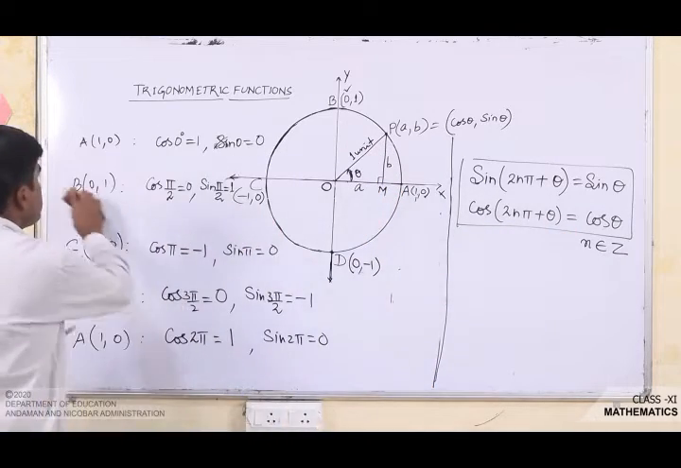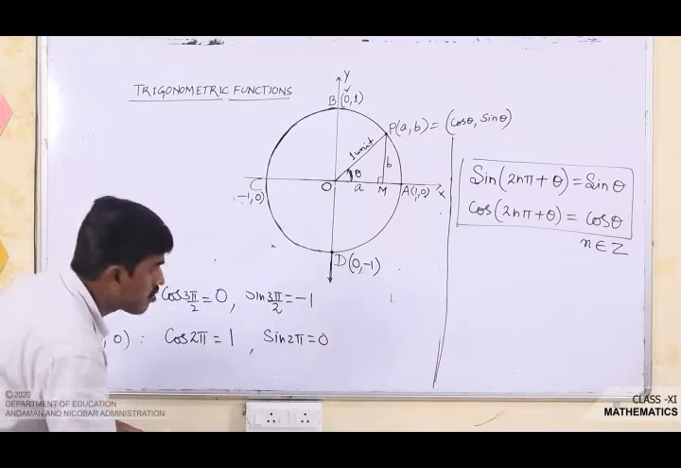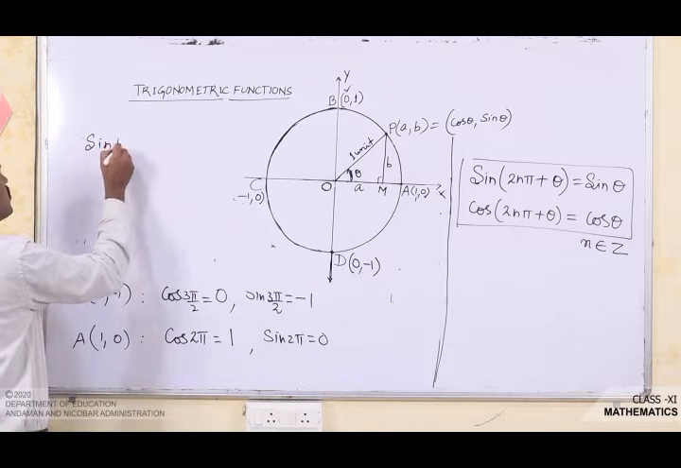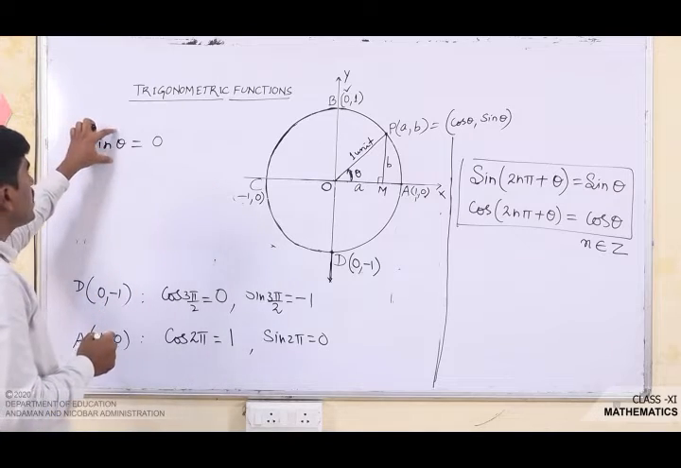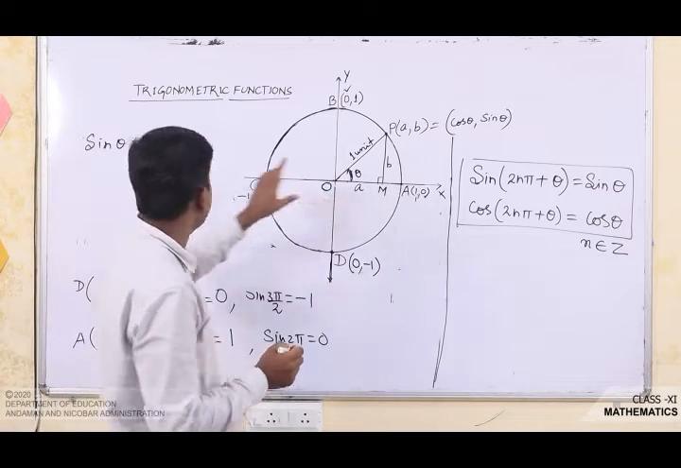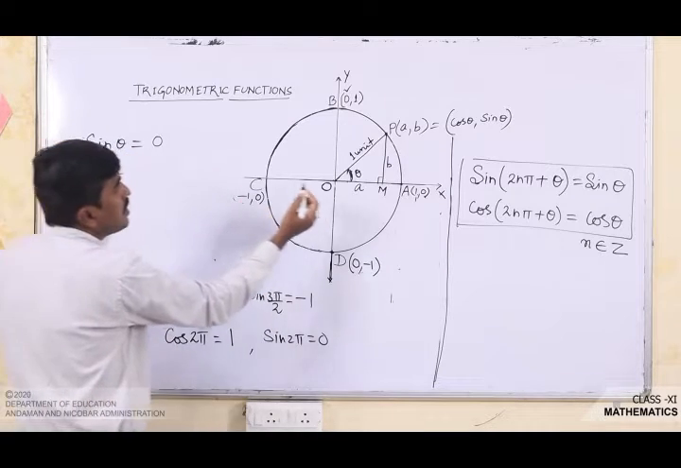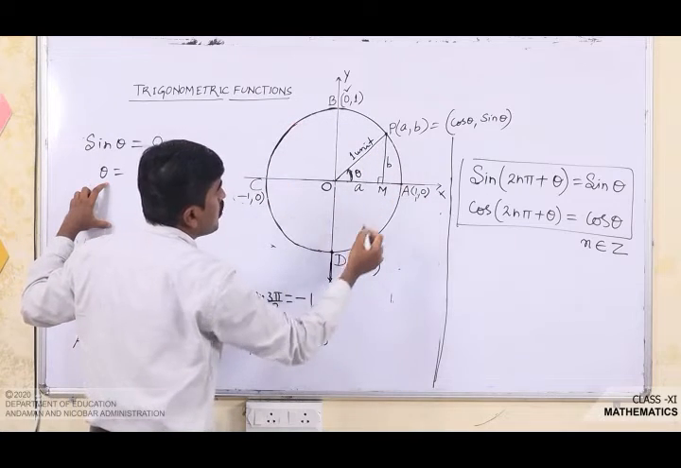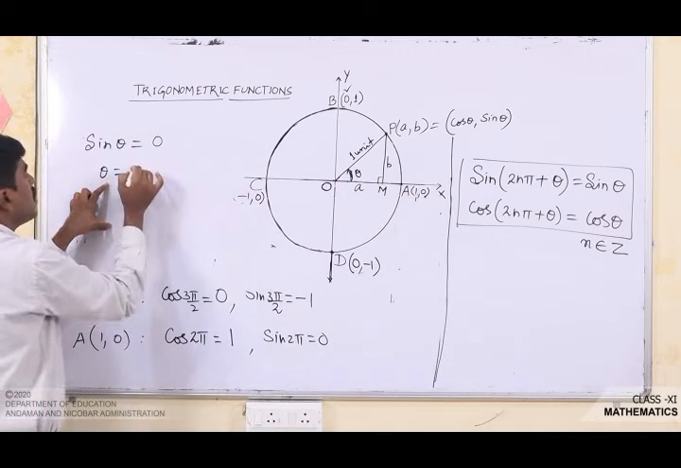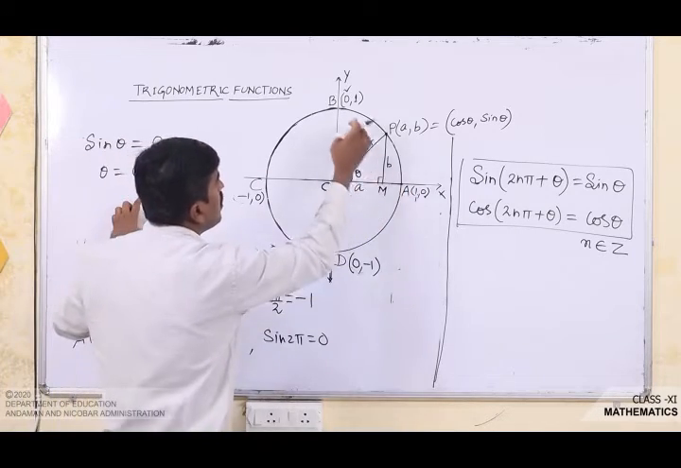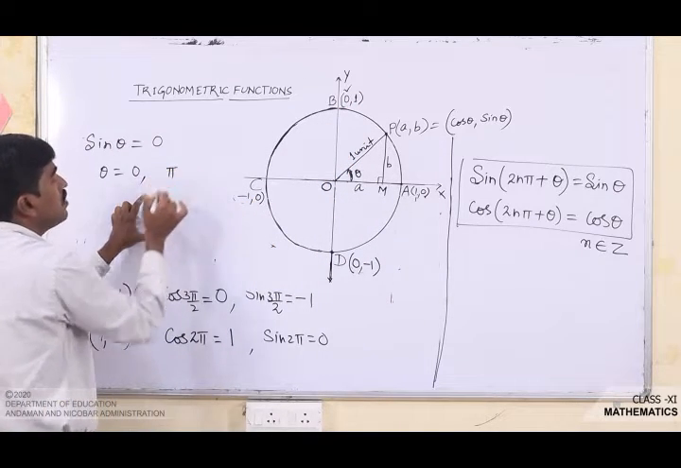Now you see, if we have the equation sin theta is equal to 0, I told you what sin theta equal to 0 means. Sin theta is 0 when the second coordinate of these points is 0. Here sin theta is 0 for angle 0, okay, while here sin theta is not 0, it is 1, and here sin theta is 0 for angle pi.